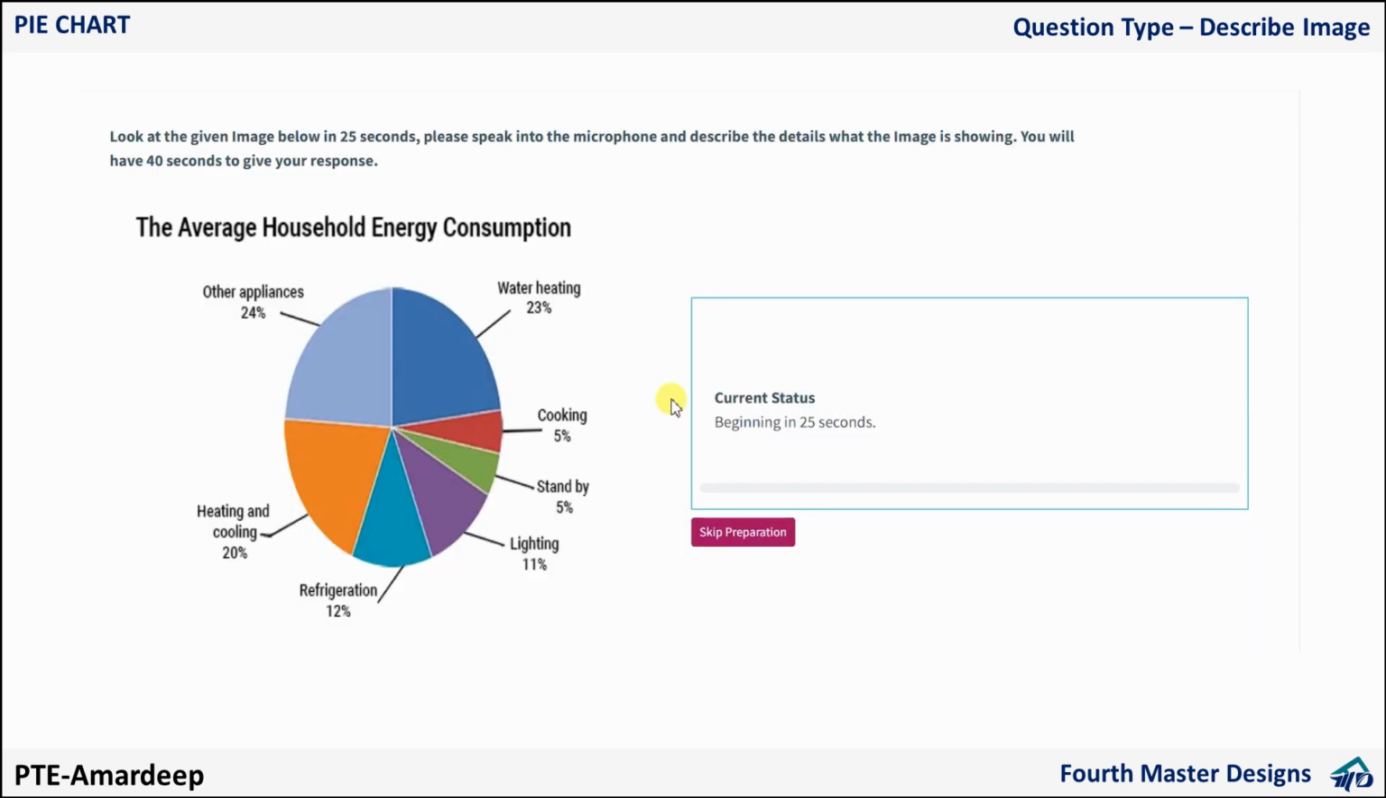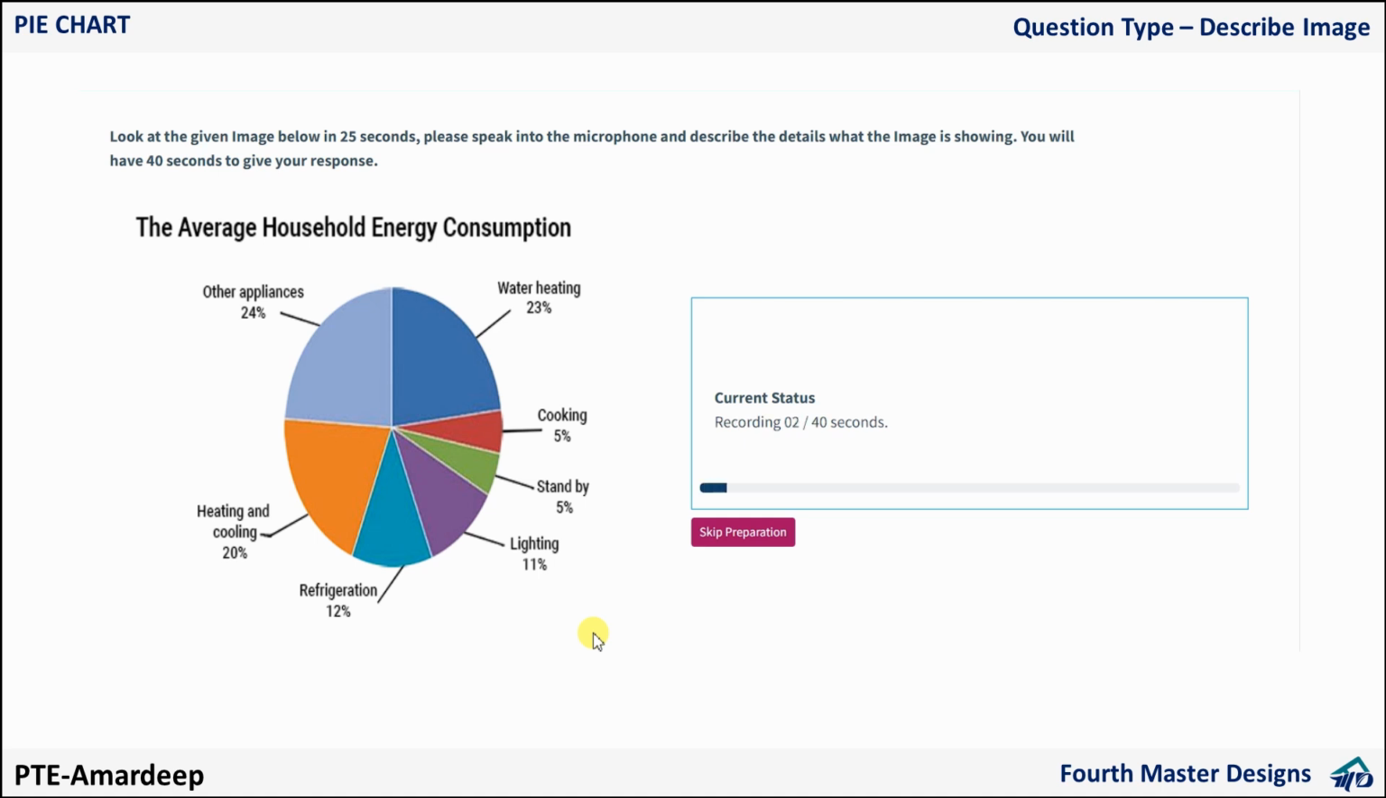Okay, so see this one. The timer has started. The average household energy consumption. So we have 3, 4, 5, 6, 7 different categories. The highest is other appliances 24, water heating 23. That's all. And then the lowest is cooking and standby, that is 5%. The other categories are heating and cooling, refrigeration. That's all, very easy.